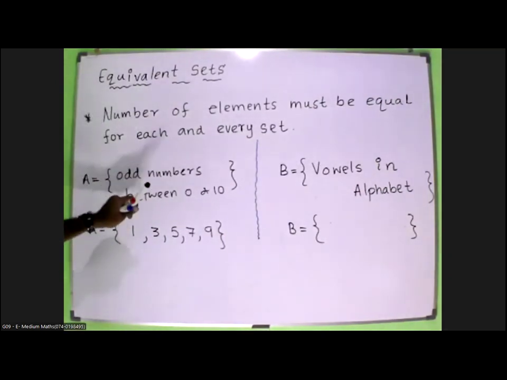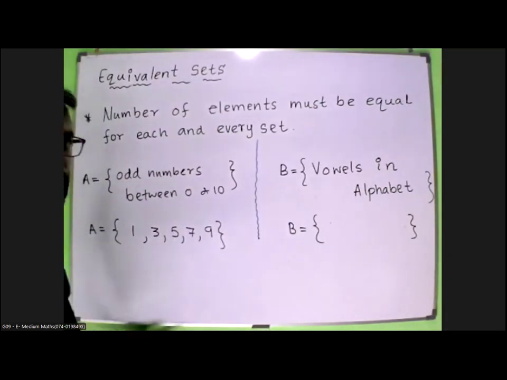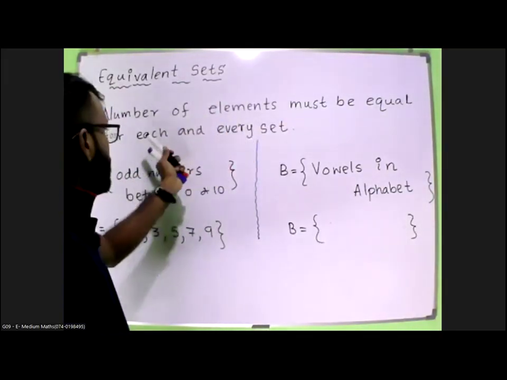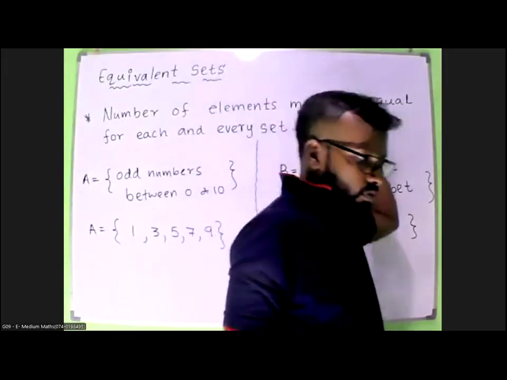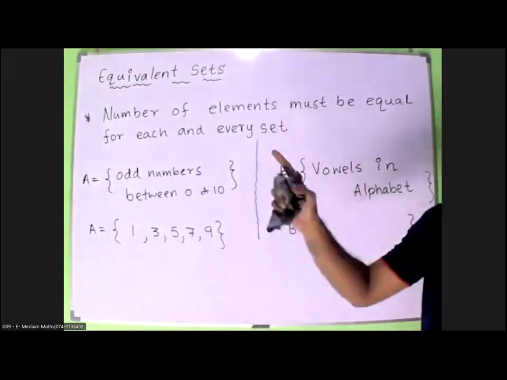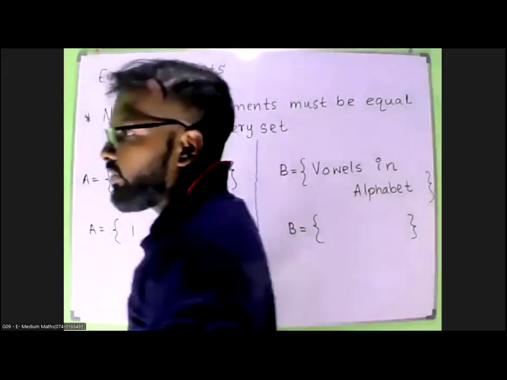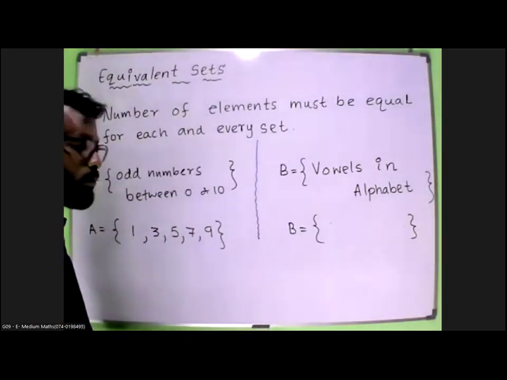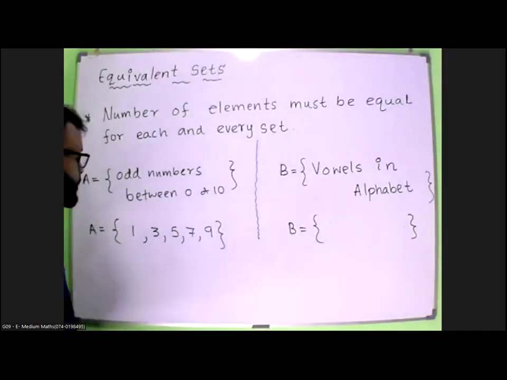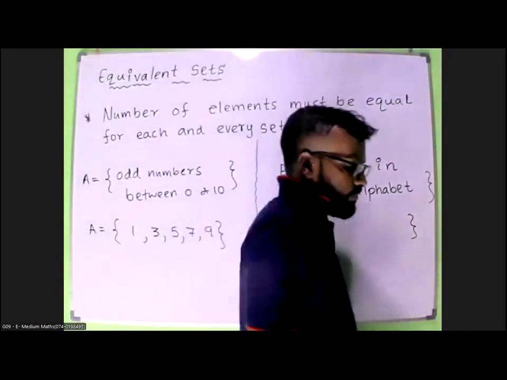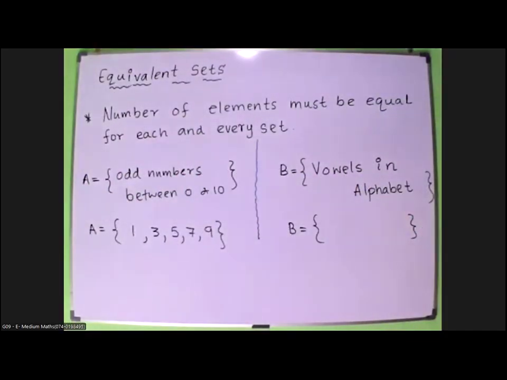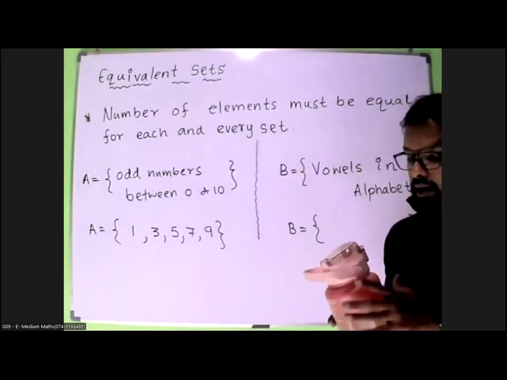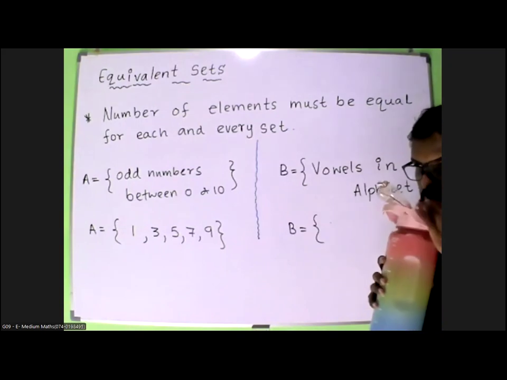Now look at the book. If you finish writing this one, the number of elements must be equal for each and every set. Don't write yet. I will give you the time to write. Then make a bar. I am going to explain. And most importantly, what book?